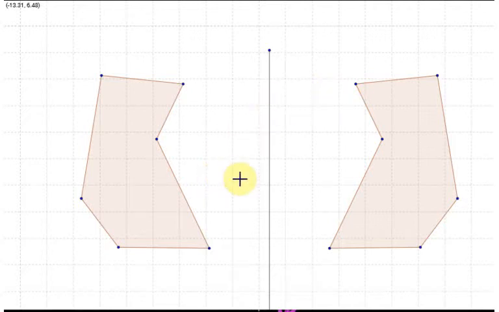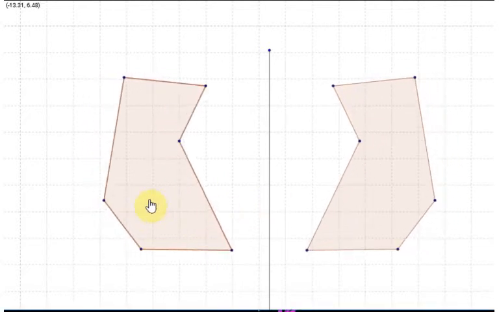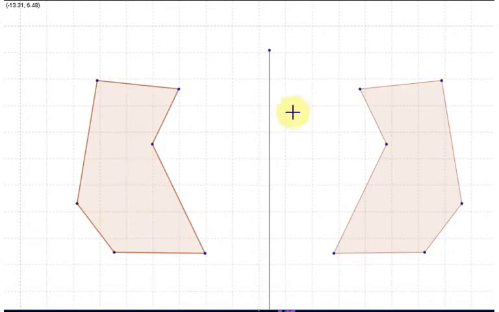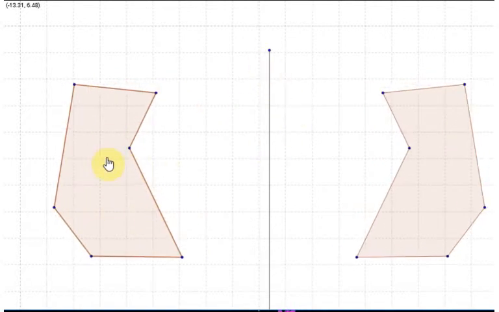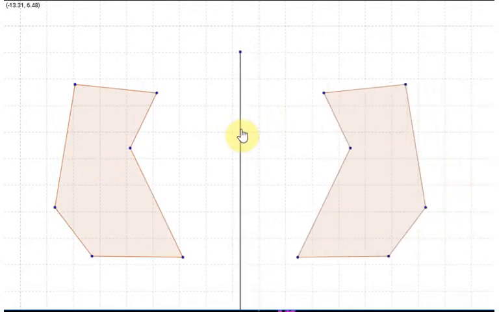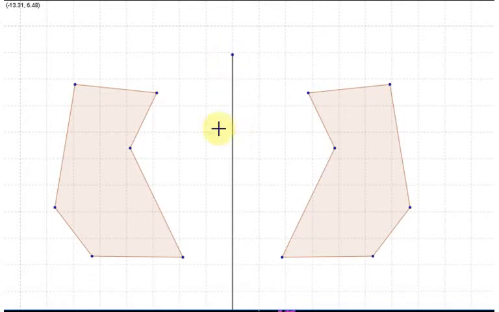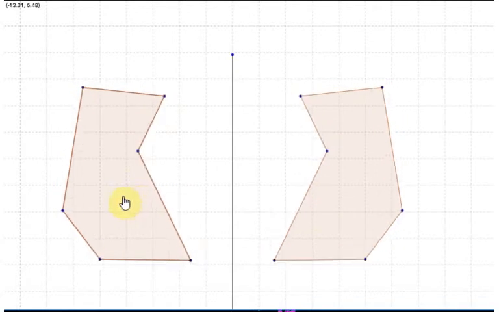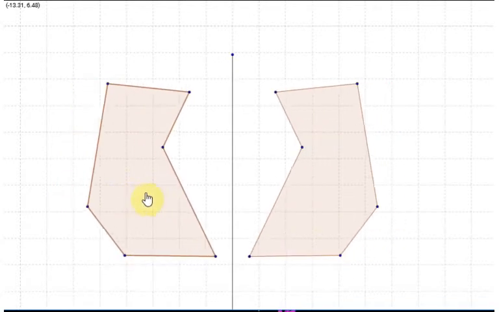Okay, now let us have a recap on properties of reflection. Now look here, this is the object. This is the reflecting line or the mirror, and this is the image. When I try to drag my image, there is no movement. But when I try to drag my object, the image also moves.